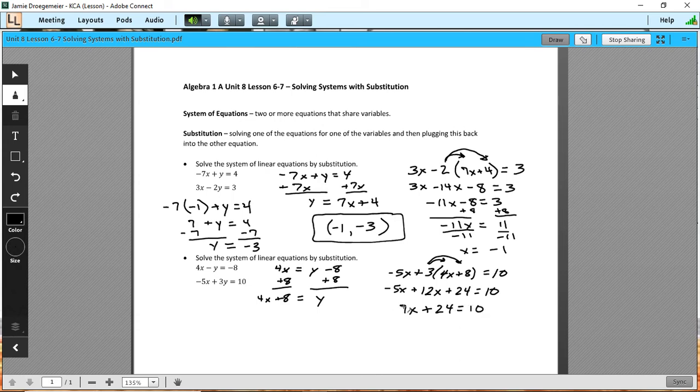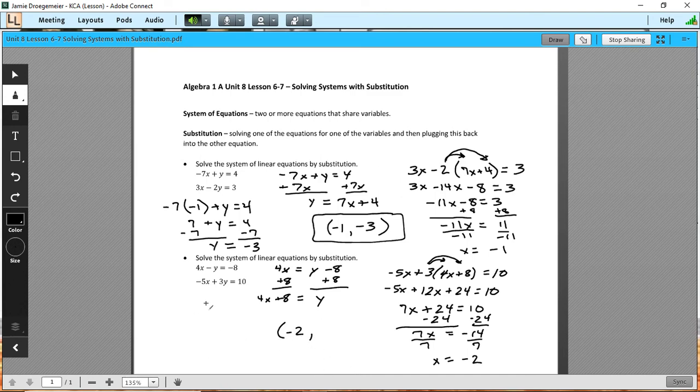I want to get that x term by itself, so I'm going to subtract the 24 from each side. That leaves me with 7x here, and 10 minus 24 is negative 14. Then finally, to get x by itself, I'm going to divide each side by 7, and I get that x equals negative 2. So again, that's the x value in my solution point.